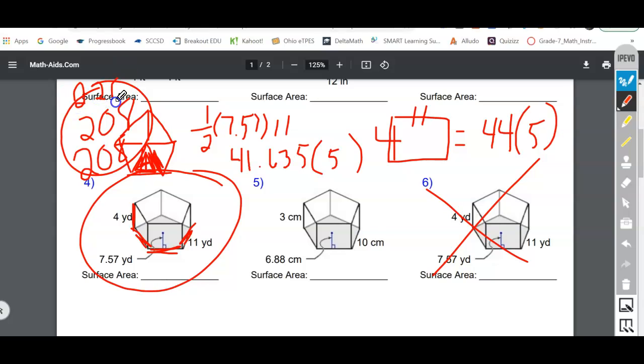So now I put that with my two 208s and I add them all up. 220 plus 208 plus 208 gives me a grand total of 636 square yards. All righty.